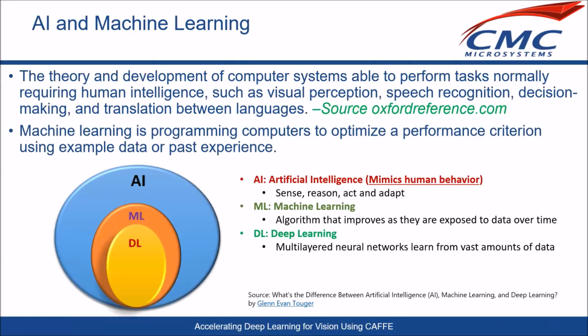Before that, a high-level introduction to AI. This is a widely accepted definition. So broadly speaking, the objective is to mimic the human brain. An AI system is a system that has sensors and can reason, act, and adapt. It uses machine learning algorithms that improve as they are exposed to data over time. And deep learning is a subset of machine learning, which consists of using deep neural networks that learn from vast amounts of data. Convolutional neural networks, as we're going to present today, are the main neural networks used in deep learning, and they have very good results for computer vision.